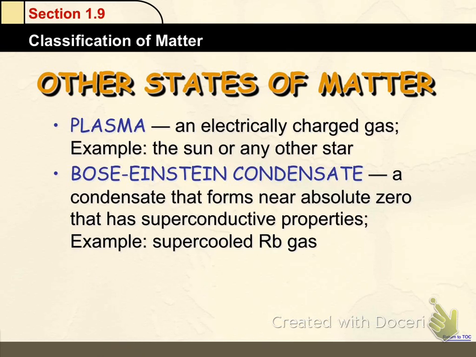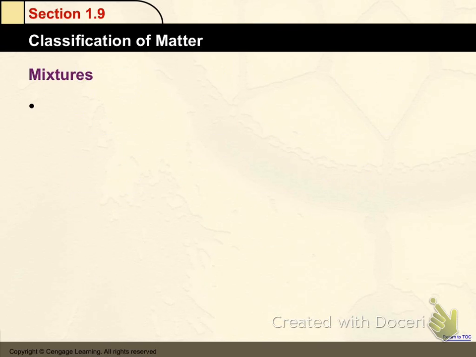One other type of matter that is kind of goofy that you might run into is a Bose-Einstein condensate. This is a condensate that forms near absolute zero. That's negative 273 degrees Celsius. That has superconductive powers. So we've actually started to use these now in some applications. Supercooled rubidium gas would be an example of Bose-Einstein condensate. Nothing you need to really worry about come test time, but just some interesting tidbits of knowledge for matter.